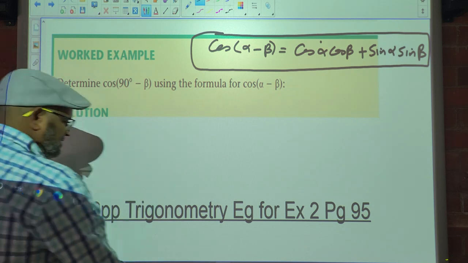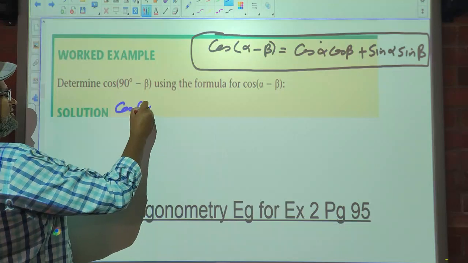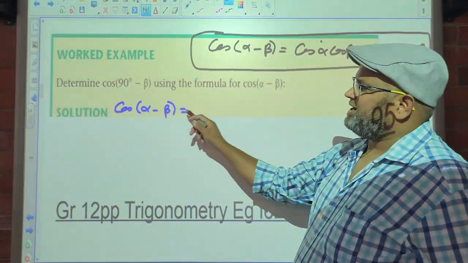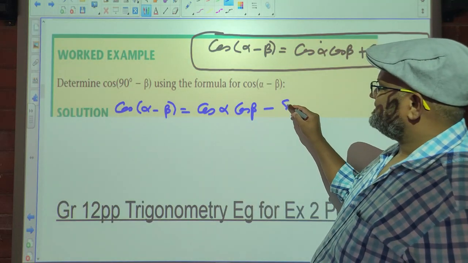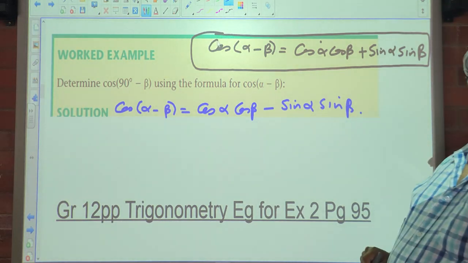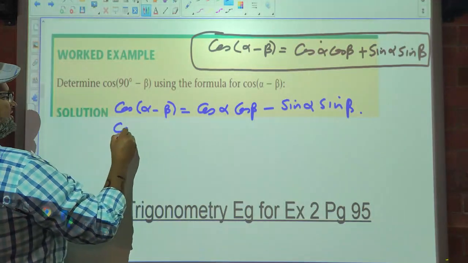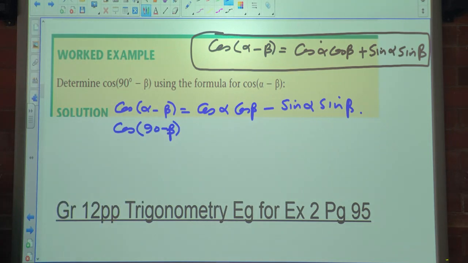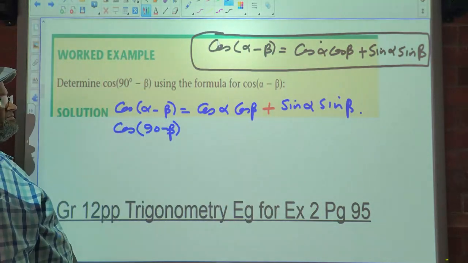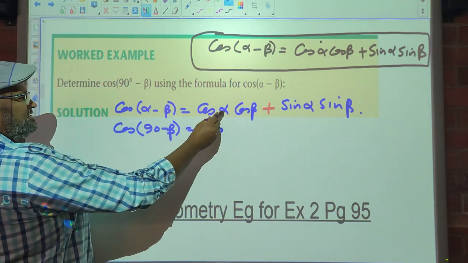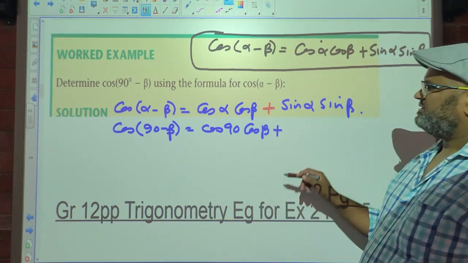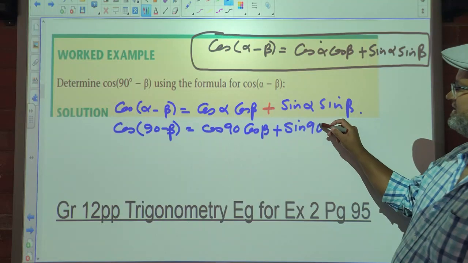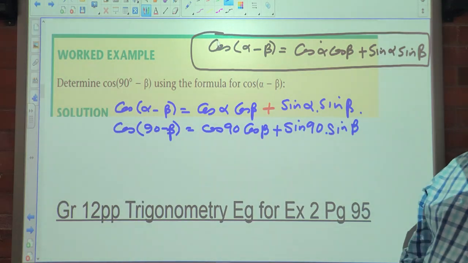So where do we start? We start by writing the formula. Cos of alpha minus beta equals cos of alpha cos of beta plus sine alpha sine beta. It must be plus. So what will it be? What is your alpha angle now? 90 degrees. So cos of 90 cos of beta plus sine of 90, sine of beta.